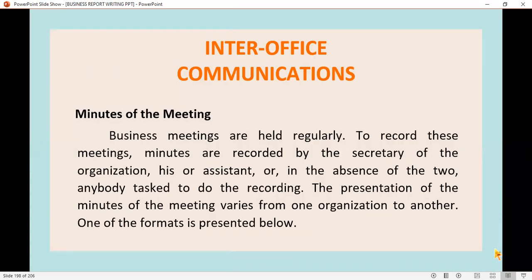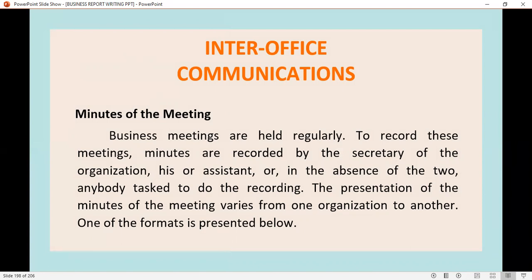We are done with the letters of goodwill, and now we are having inter-office communications. Inter-office communication meaning from one office to another. Inter. So minutes of the meeting. I believe that you are familiar with minutes of the meeting. When we say minutes of the meeting, ano bang ibig sabihin nito? It is the record. The record of the meeting happened or held.